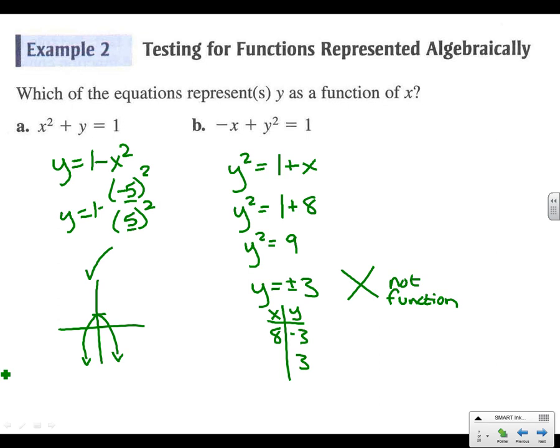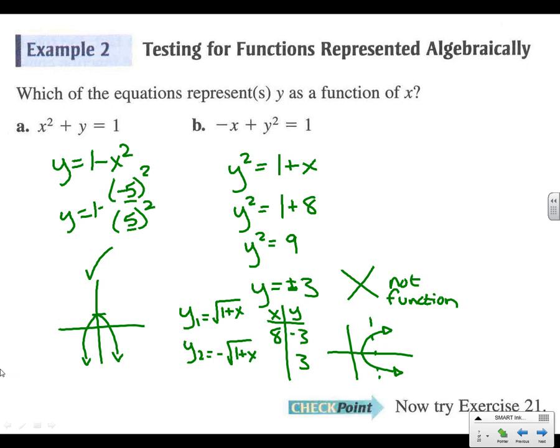All right, and if you were to plug this in graphically, it'd be a little tricky on your calculator, because remember the calculator is only going to graph the positive version of this unless you explicitly tell it on y1 and y2 to do the two different versions. The square root of 1 plus x and also the negative square root of 1 plus x. So be careful doing this graphically, but if you do it right, you should end up with something that looks like that. Definitely does not pass the vertical line test. You're up with exercise 21.